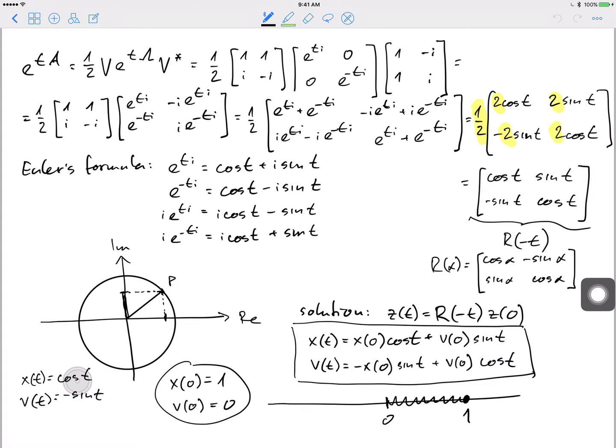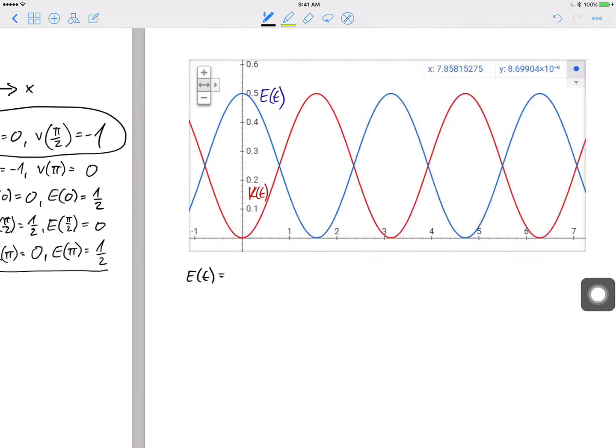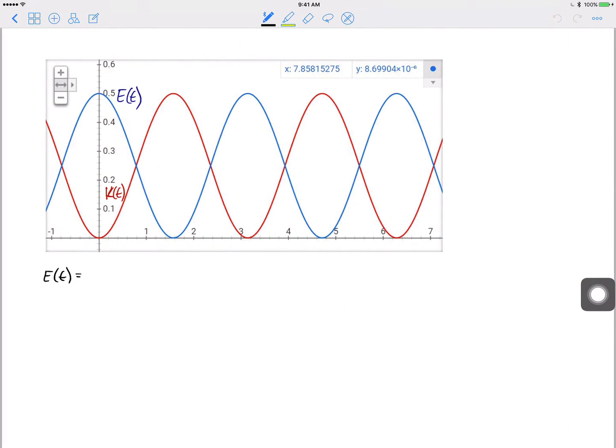The potential is 1/2 of x squared, right? So if x as a function of time is cosine of t, it will be 1/2 of cosine squared t. And that's exactly what I plotted here. So this is 1/2 of cosine squared t, okay?